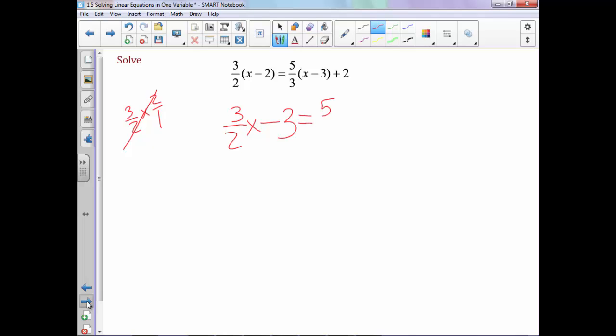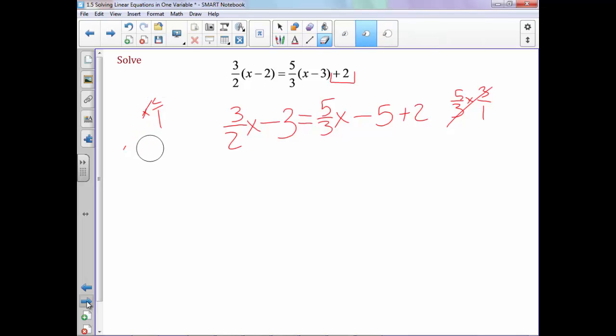And then on the right side, 5/3 x minus, same idea, 5/3 times 3 over 1. Your 3's cancel, 5. And then we still have this plus 2 at the end. Notice the 2 is not in parentheses, therefore it is not getting multiplied by that 5/3. And let's delete these.